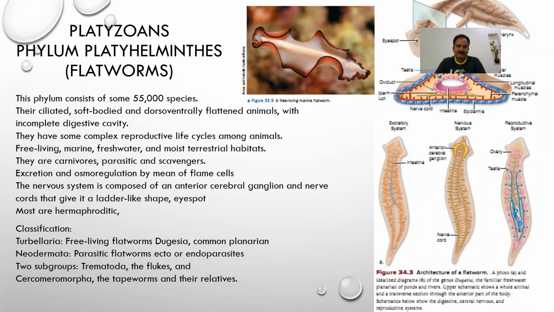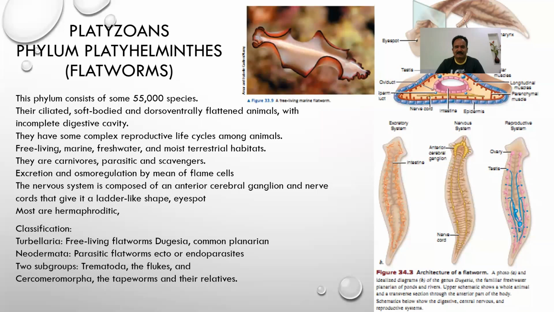Platyzoans, as the name indicates, the animals belonging to this phylum are flatworms, and that's why we name this phylum Platyhelminthes. Platy means flat, helminthes means worm. So these animals are generally known as flatworms. This is one of the diverse phyla, including more than 55,000 species. These species have a flat body, just like a leaf. It is a dorsoventrally compressed and flattened body.